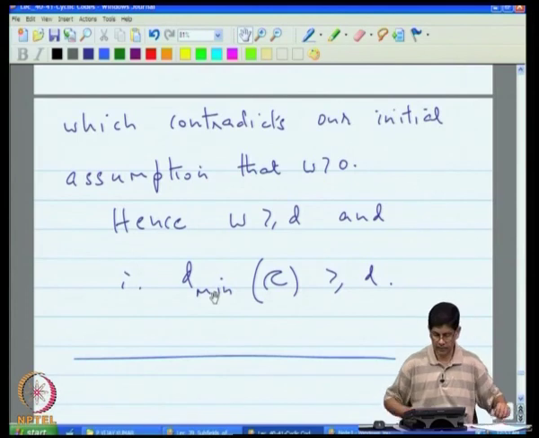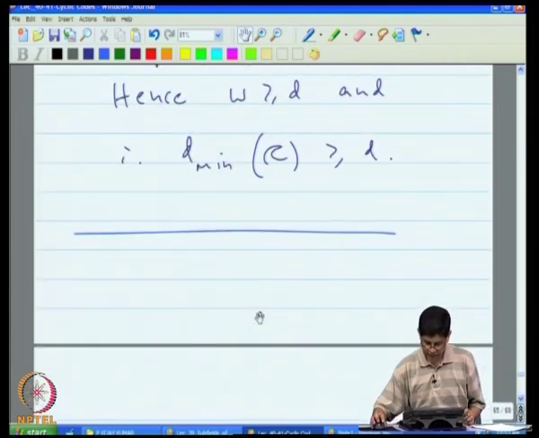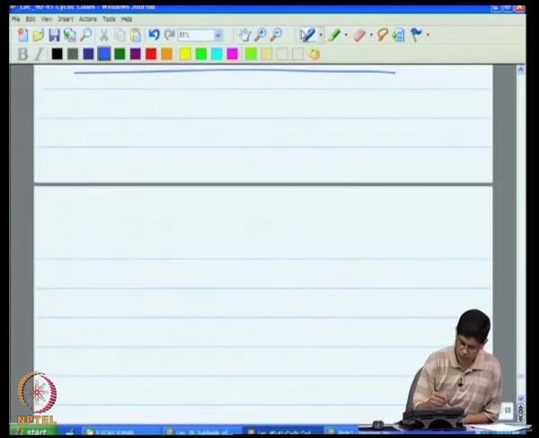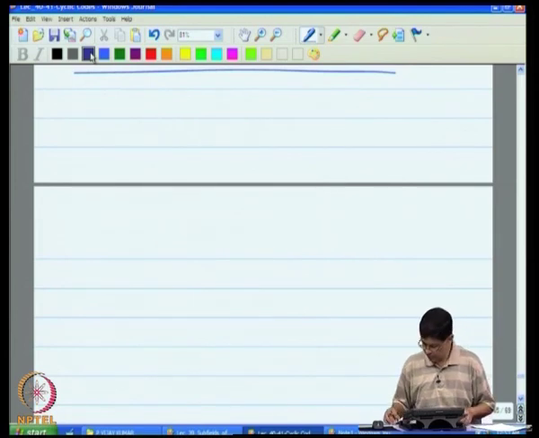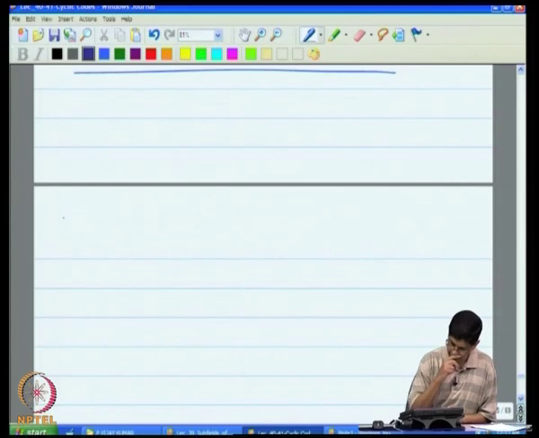So, now we have the parameters of our code under control. Next, what we will do is let us examine two classes of codes. Okay. We will look at an example of BCH codes.